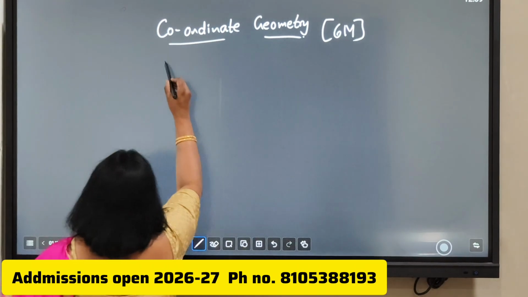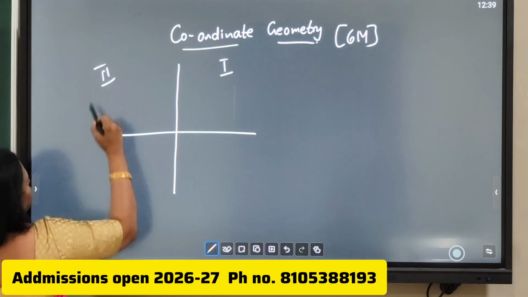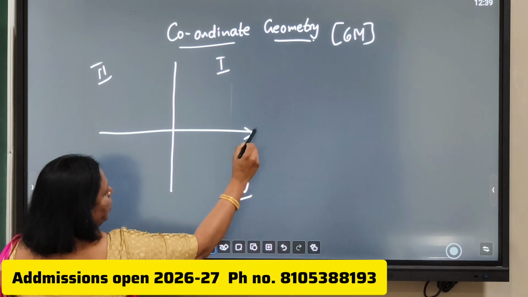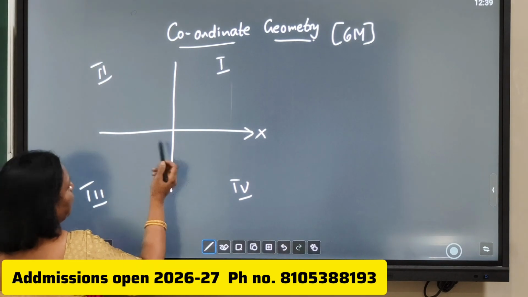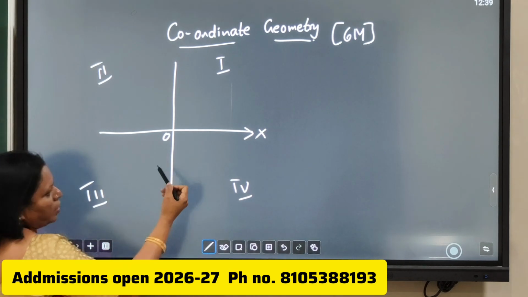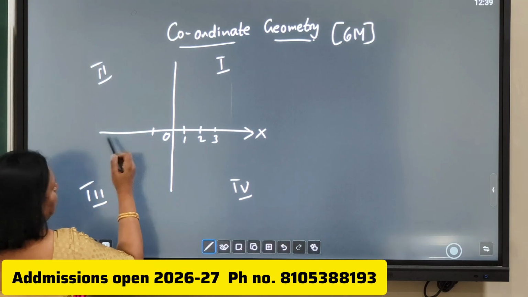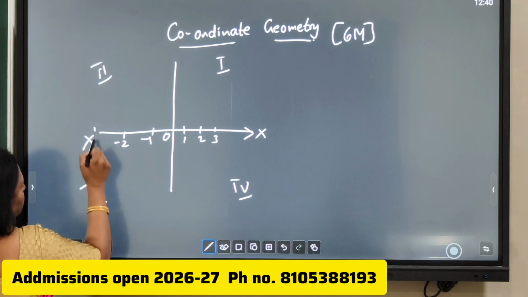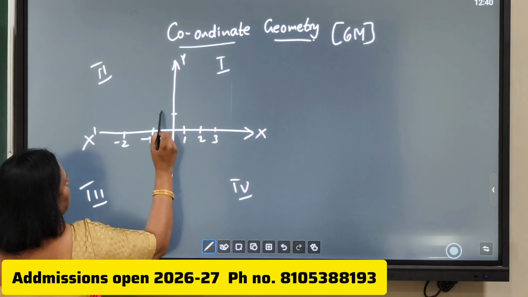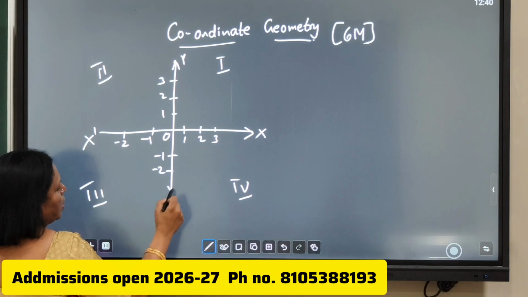Cartesian plane is divided into 4 quadrants. First quadrant, second quadrant, third quadrant and fourth quadrant. Here this horizontal line is called x-axis, and towards the left side of the origin you will get minus values. Now we will be locating the plus and minus values. This is 1, 2, 3. This side it is minus 1, minus 2. Now vertical line is the y-axis, and we have the values as 1, 2, 3. Bottom it will be minus 1, minus 2 and so on.